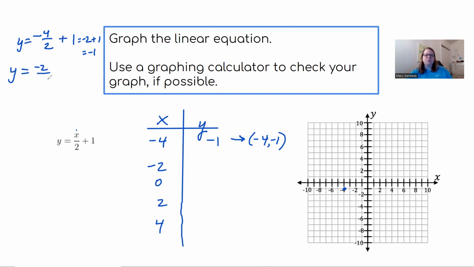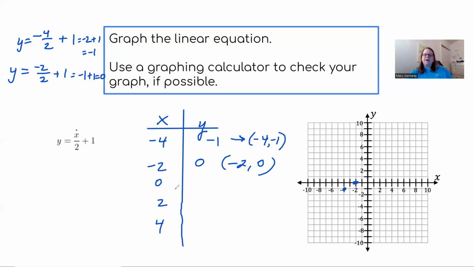We could do the same thing for -2. Substituting where x is, we put the -2, and everything else is the same. -2 divided by 2 is -1, and -1 plus 1 is 0. So we have -2, 0 for our next coordinate. So left 2, and we don't go up or down. We just stay at the x-axis.